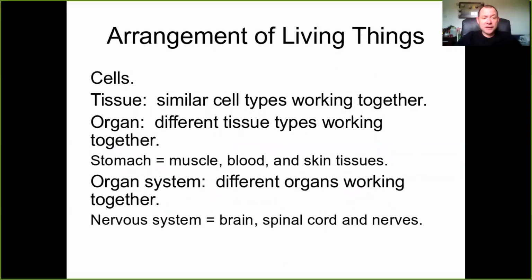The arrangement of living things. Cells, the most basic unit. A group of cells together are known as a tissue. Tissue, similar cell types working together. Then we have the organ. Different tissues working together become an organ. So for example, the stomach equals muscle, blood, and skin tissues, which are all different forms of tissue. Then we have organ systems, different organs that work together. For example, the nervous system consists of the brain, spinal cord, and nerves, whereas the cardiovascular system contains the heart and the blood vessels, amongst other units.